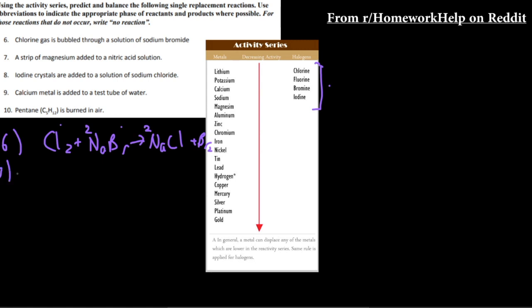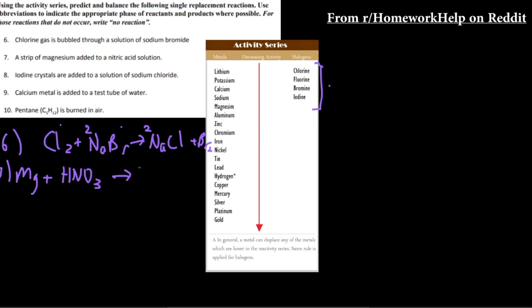So we have magnesium is added to nitric acid, which is HNO3. For these questions, I'm not going to write the states, but you should write the states. So it should be aqueous, and magnesium should be solid. So now, is this going to react? Well, you're looking at the metals. In this case, hydrogen is acting as a metal. Hydrogen versus magnesium. According to the chart, magnesium is higher than hydrogen. Therefore, NO3 is going to react with magnesium.